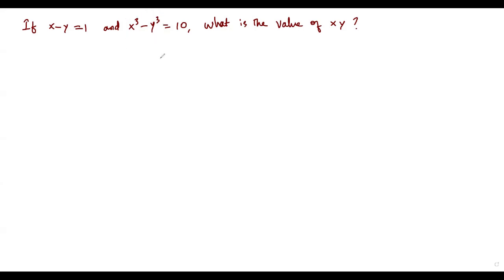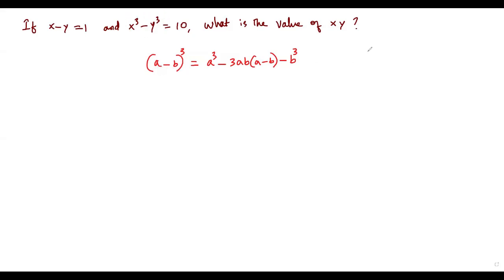Okay, let's consider the identity in algebra, that is (a minus b) the whole cube. So here (a minus b) whole cube is equal to a cube minus b cube minus 3 times a times b times (a minus b). Okay, so in this identity, we can plug in x for a and y for b, because here we have x cube minus y cube.